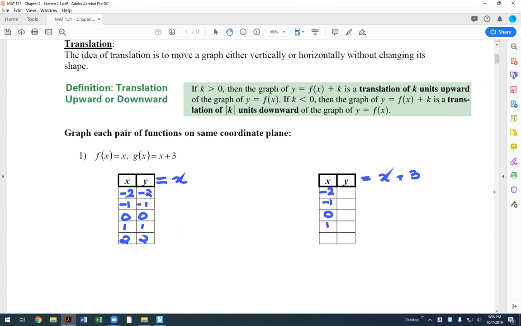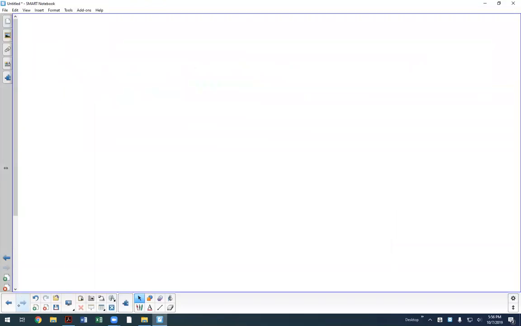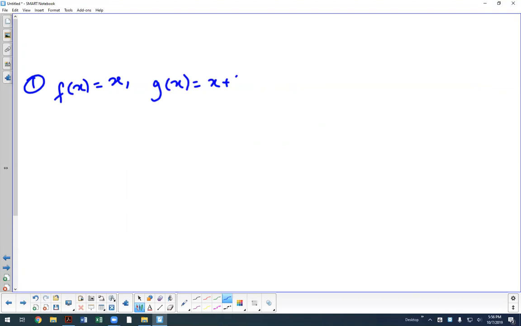If we keep the same x values, what will these y values be for the g of x function, x plus 3? 1, 2, 3, 4, 5. Yeah? Okay, very good. So what will that graph end up looking like? So go ahead, graph those 2 functions and let's see what you come up with.